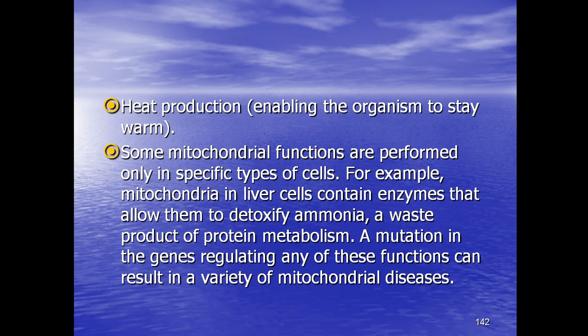Then there is heat production, which is especially important among the homeotherms or endotherms, where animals have a constant body temperature. So the mitochondria itself has to produce some heat, as a result of which the organism also stays safe and warm.